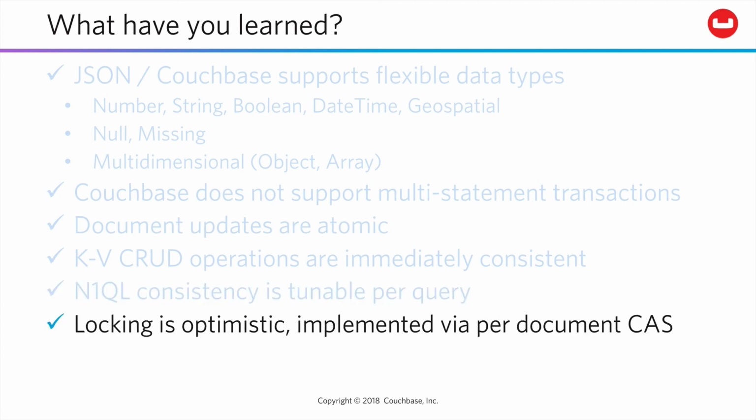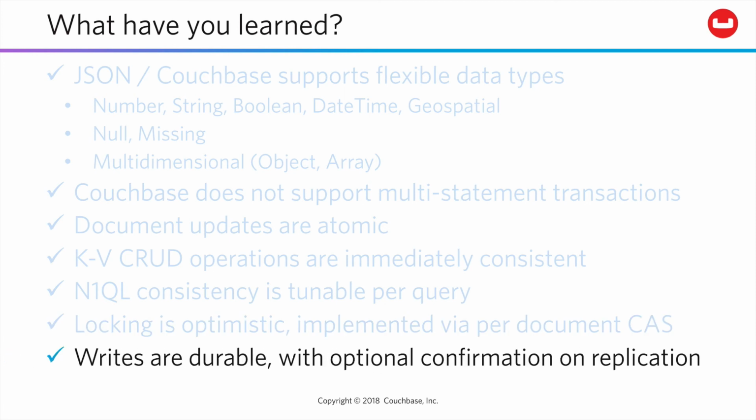Optimistic locking is supported with per-document check and set values, and because Couchbase architecture is memory first, write operations are immediately available once made, then written to disk, and optionally replicated within the cluster. Where necessary, each write operation can be optionally configured to confirm when its value has been written to disk and/or replicated within the cluster.